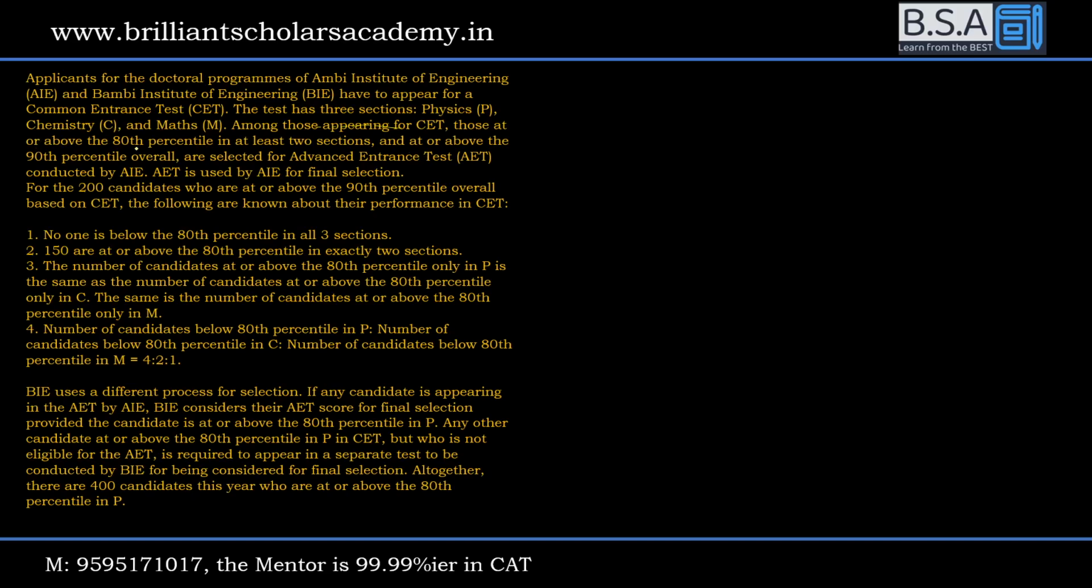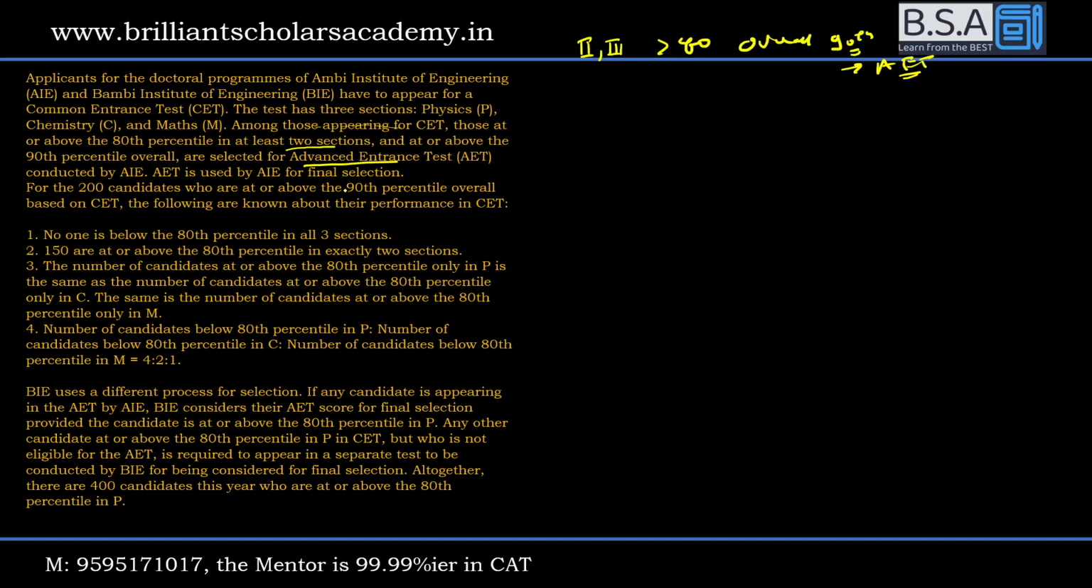those at or above 80th percentile in at least two sections and at or above 90th percentile overall are selected for advanced test. पहले तो दो सेक्शन या तीन सेक्शन में more than 80 होना चाहिए और overall more than 90 होना चाहिए. Read that part. अगर ये true है then you will go for AET. Read that one more time.